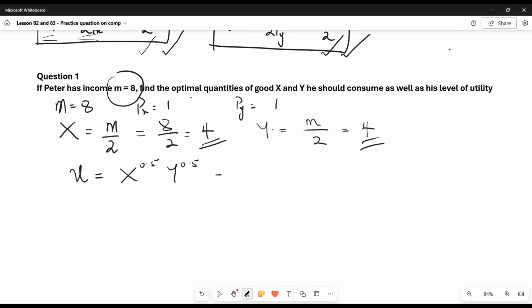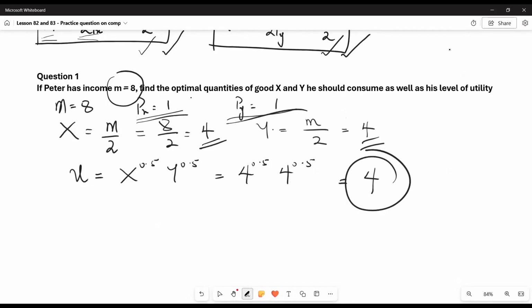Now, his utility is going to be X raised to the power 0.5, Y raised to the power 0.5. And this is simply 4 raised to the power 0.5, 4 raised to the power 0.5, which is equal to 4. So this is Peter's level of utility at the original prices of good X being equal to 1 and good Y being equal to 1.